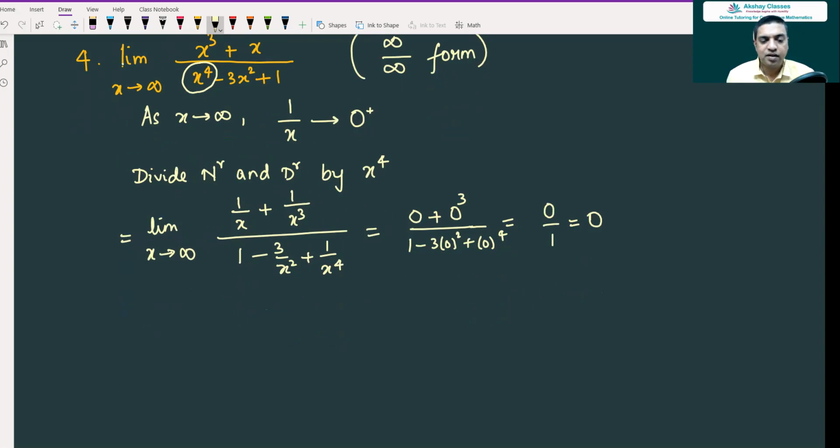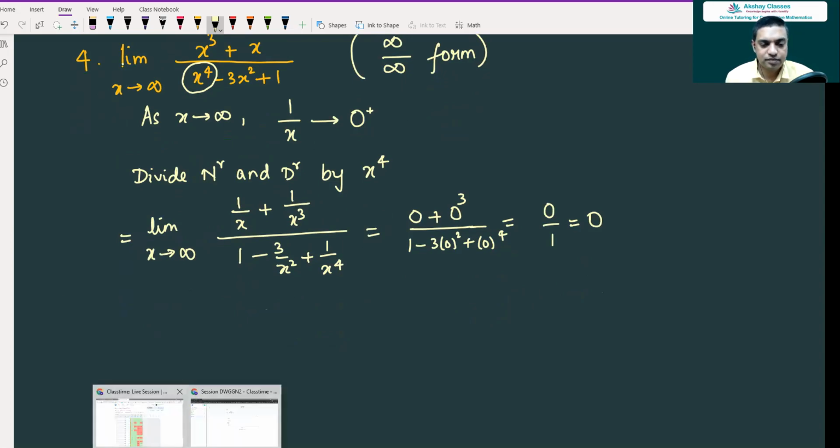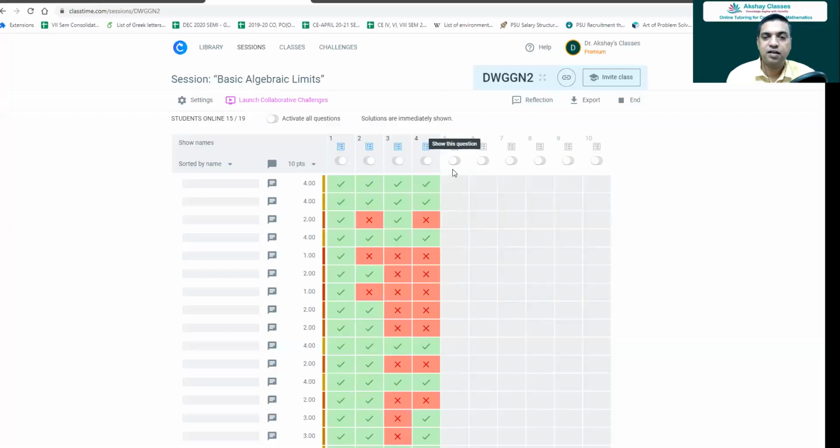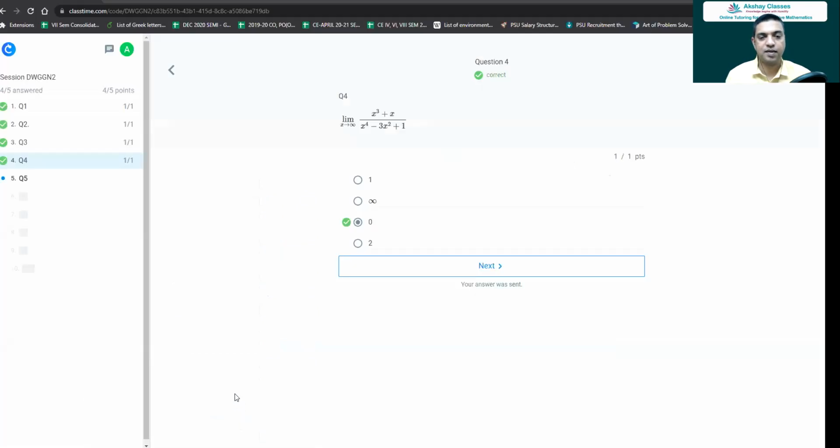That's the idea. So next question. Another question of this type. So let's check question 5. Look at question 5. Limit of (x power 4 minus 5x) upon (x square minus 3x plus 1), as x tends to infinity.